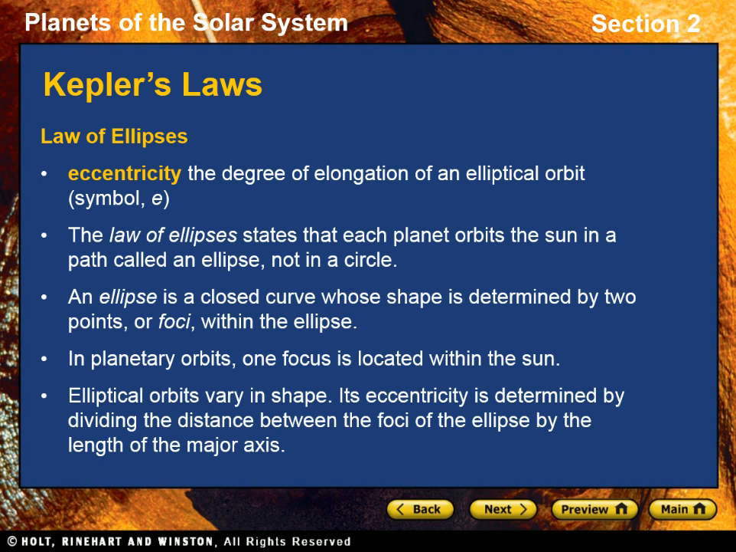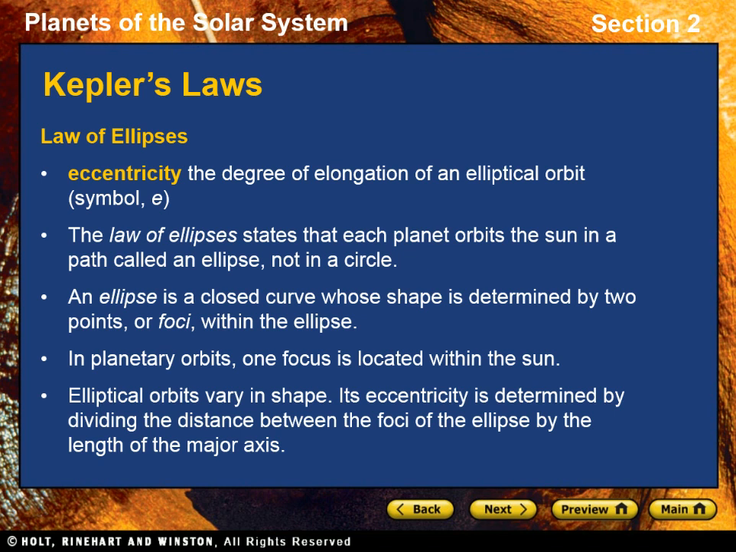The combined length of the 2 lines, one from each focus to any one point on the ellipse, would always be the same as the length of the 2 lines from each focus to any other one point on the same ellipse.